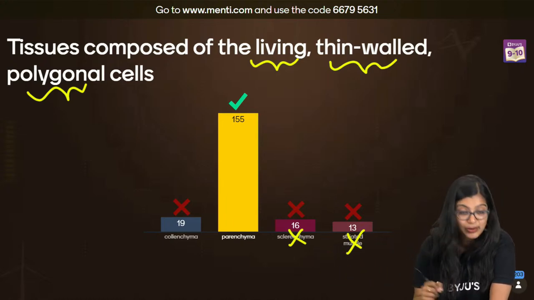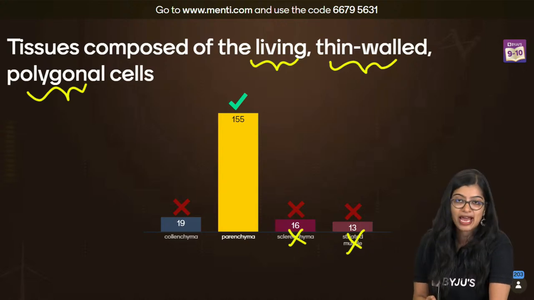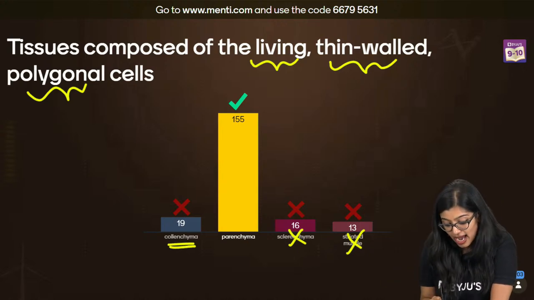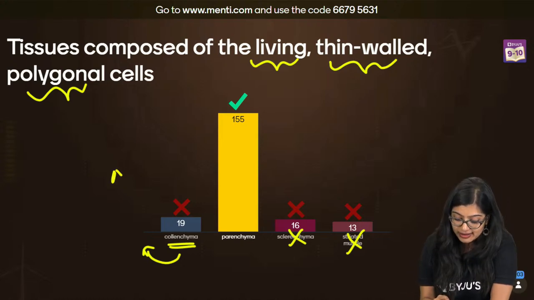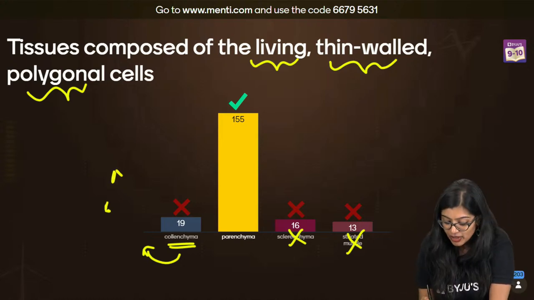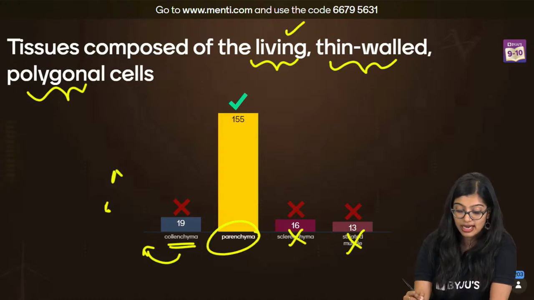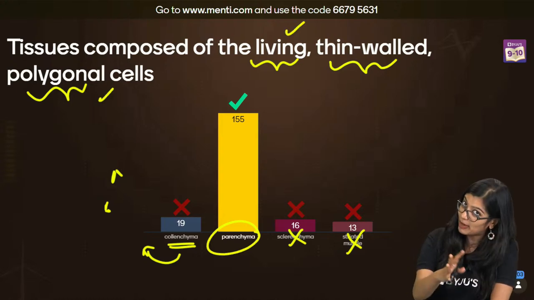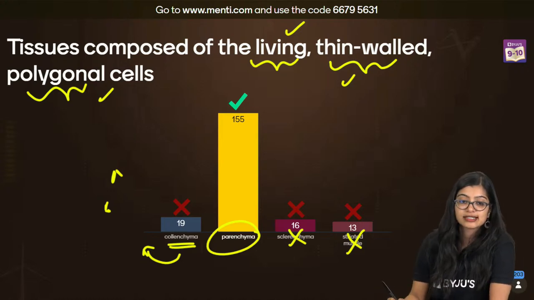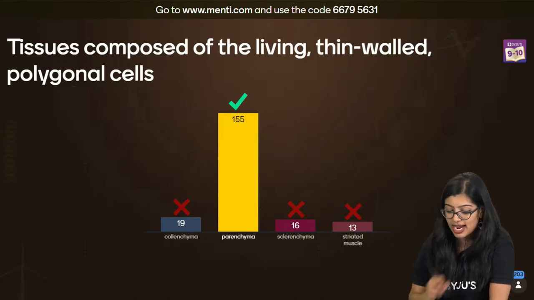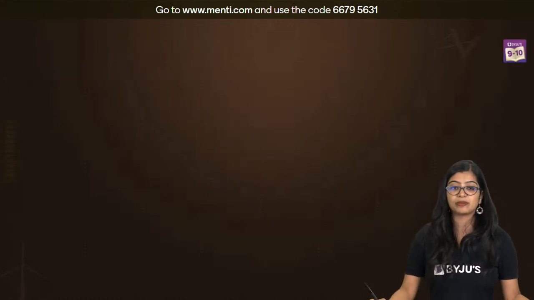And on the other hand, when you look at it, we have collenchyma, parenchyma. But collenchyma have irregularly thickened cell wall, right? So we see that there are thickenings in the corners, right? But when you talk about parenchyma, they are living, they have polygonal or maybe oval cells, and they are thin walled, which is why the correct answer here is option B, right? So the correct answer here is option B.